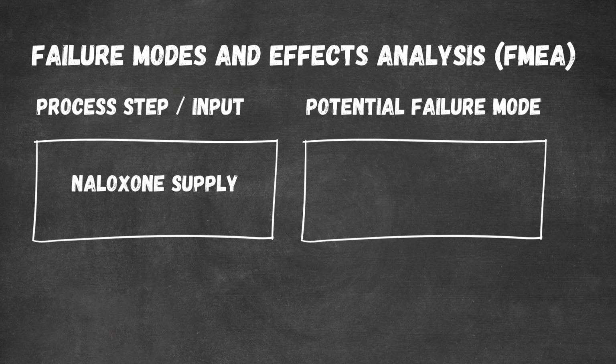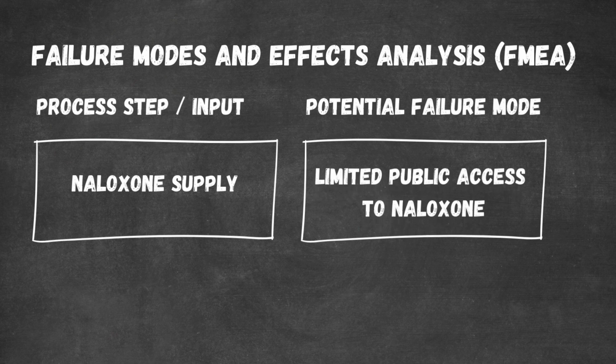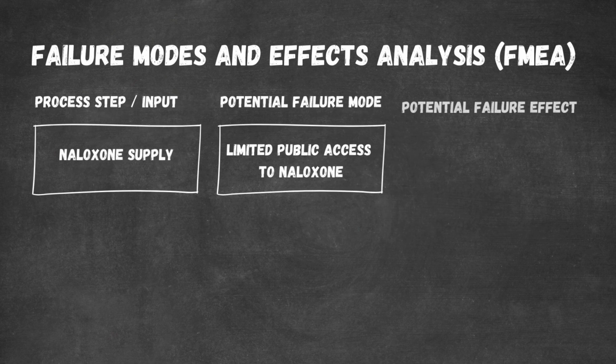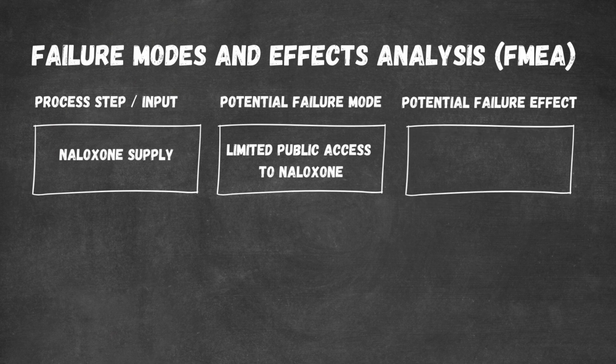Failures can be any error or defect, potential or actual. So let's say a possible failure is limited public access to naloxone, meaning we don't have enough supply. Next is the third column, potential failure effect. We can ask, what is the effect that a particular failure mode can have on our process? This could also be an effect that is perceived by the customer or user of that process. For this example, the effect might be an increase in overdose deaths because we didn't have the naloxone supply we needed.